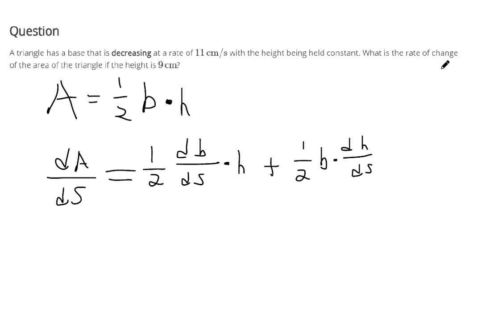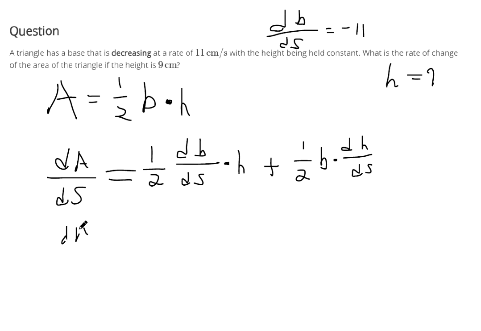And it says, what is the rate of change of the area of the triangle if the height is 9 centimeters? So that means h is 9. And then they also tell us the triangle has a base that is decreasing at a rate of 11 centimeters. So that means the rate of change of the base with respect to time is negative 11, because we said it's decreasing, right?